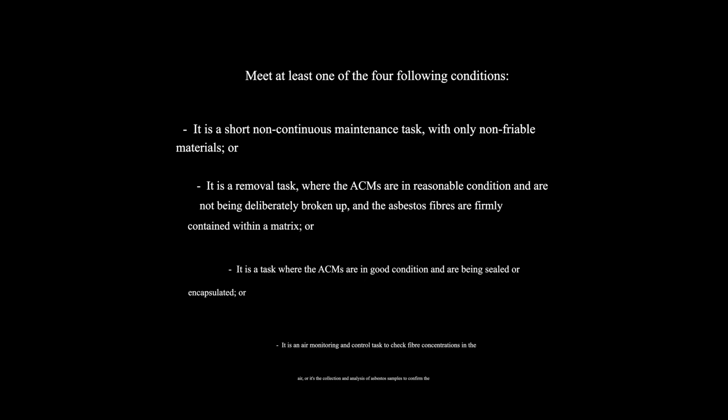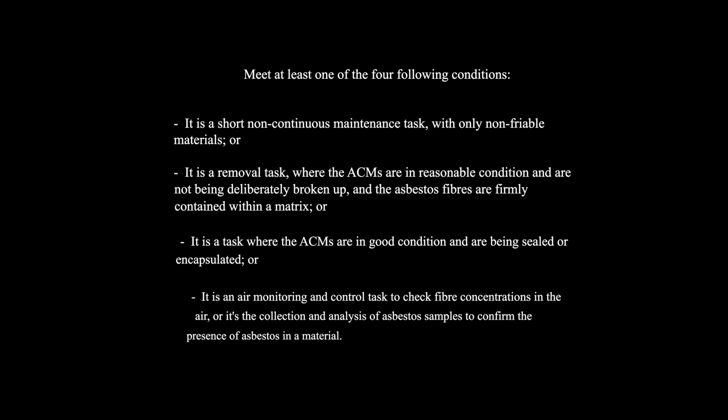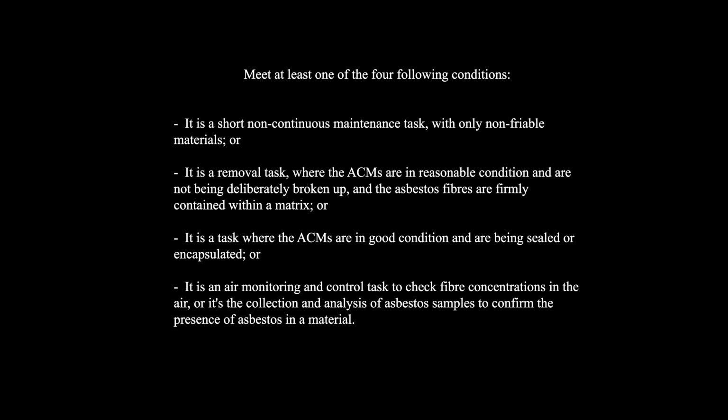It should be carried out in a way that exposure of workers to asbestos will not exceed the legal control limit of 0.1 asbestos fibres per cubic centimetre of air, which is averaged over a 4-hour period, and it must at least meet one of the 4 following conditions. It is a short, non-continuous maintenance task with only non-friable materials, or it is a removal task where the ACMs are in a reasonable condition and not being deliberately broken up, and the asbestos fibres are firmly contained within a matrix. Or it is a task where the ACMs are in good condition and are being sealed or encapsulated.